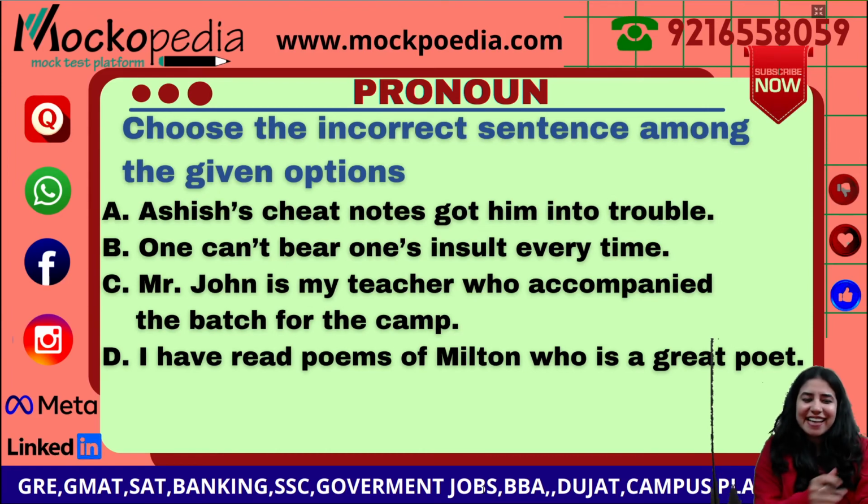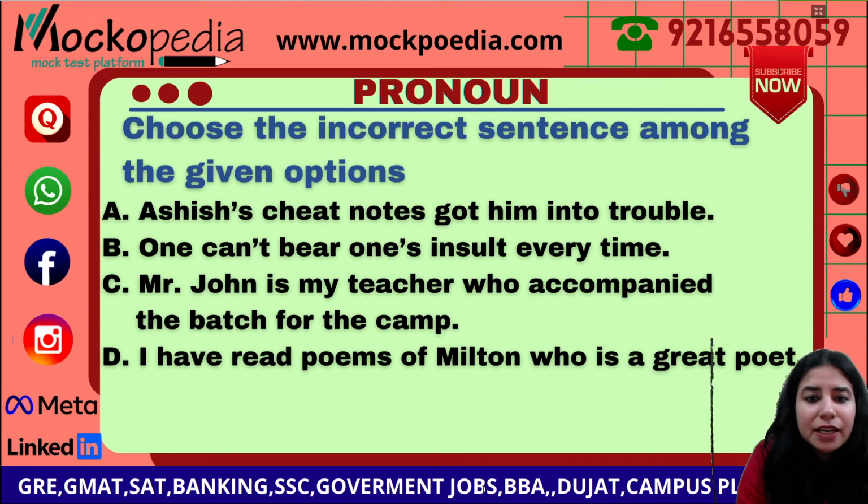Let's start the discussion. I'm sure you have tried. So Ashish cheat notes got him into trouble. We have this sentence. One can't bear one's insult every time. This is the second sentence. Mr. John is my teacher who accompanied the batch for the camp. This is the third statement. Fourth is I have read poems of Milton, who is a great poet.